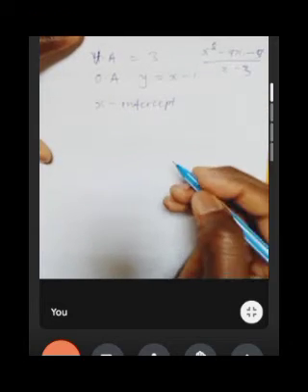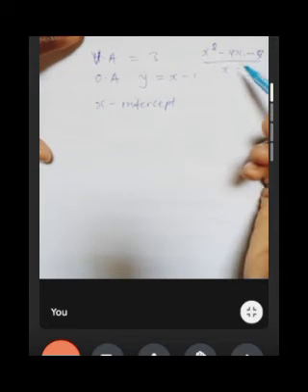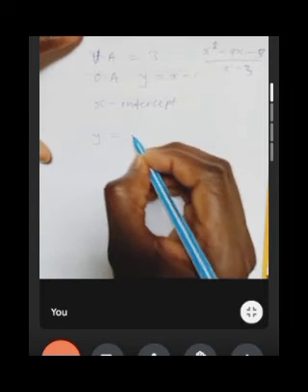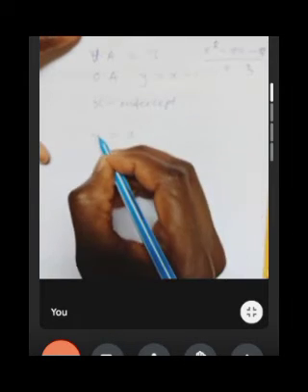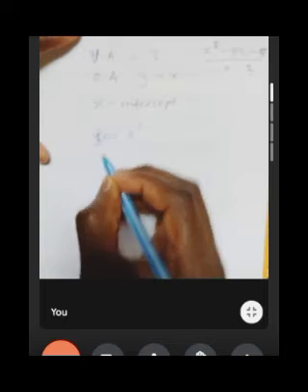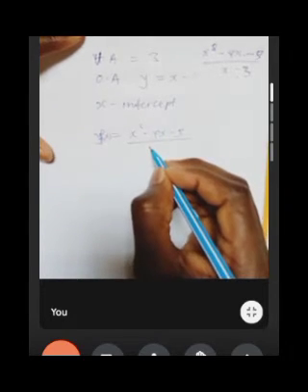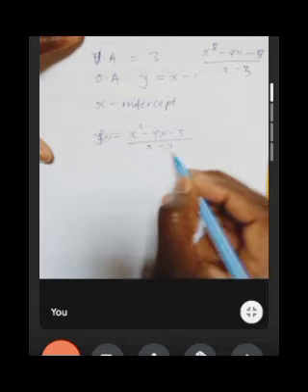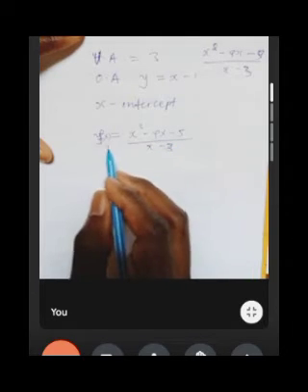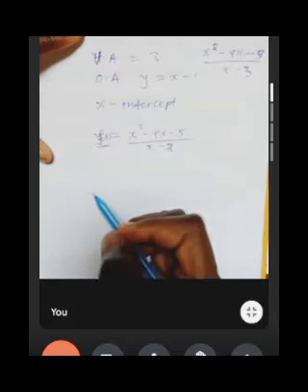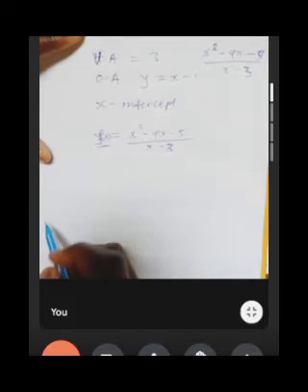What you're going to understand here is this. If you say y is equal to 0, we are going to find the x-intercept. How possible is that? Y is equal to f of x, which is x squared minus 4x minus 5 over x minus 3. So if you want to find the x-intercept, you have to make sure that y has to be equal to 0, or rather f of x has to be equal to 0.